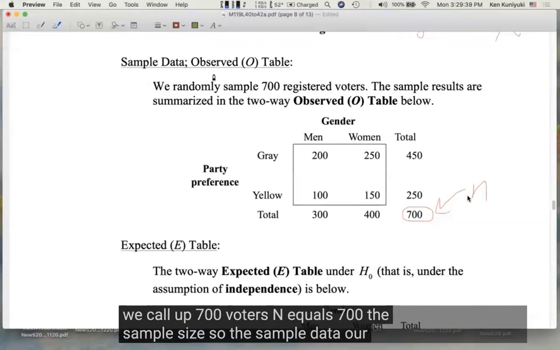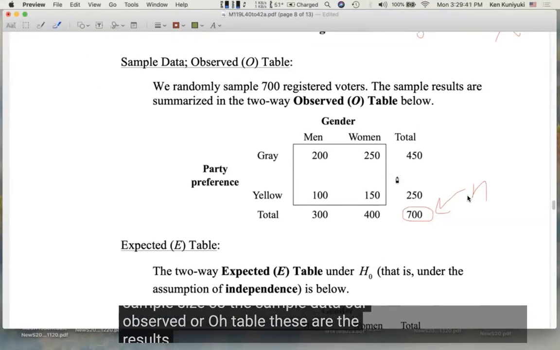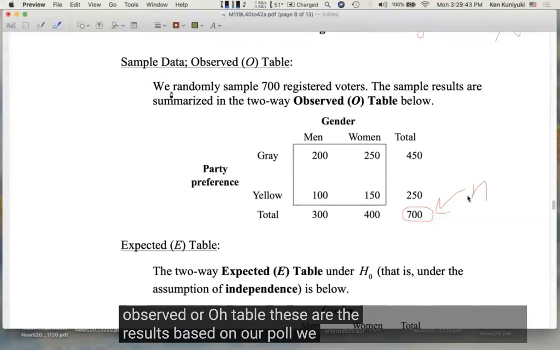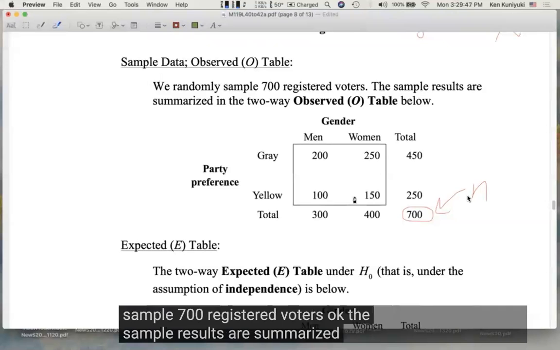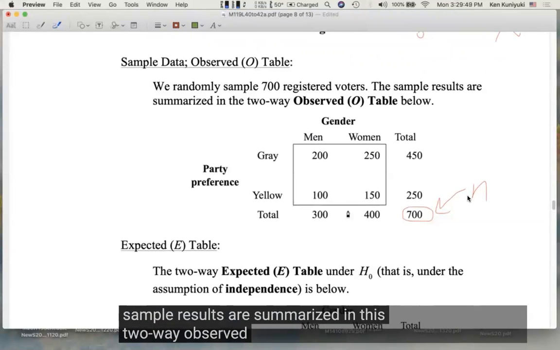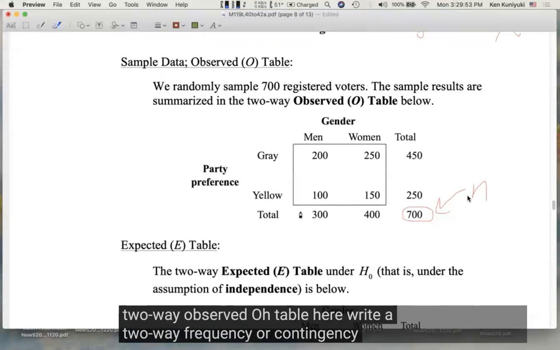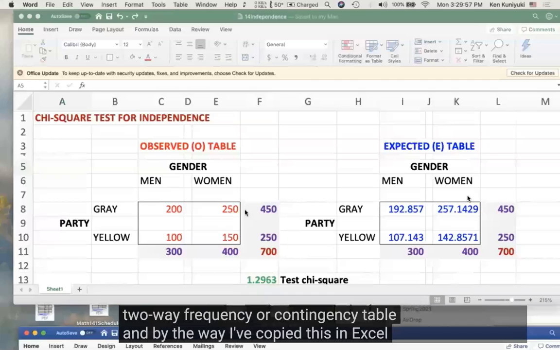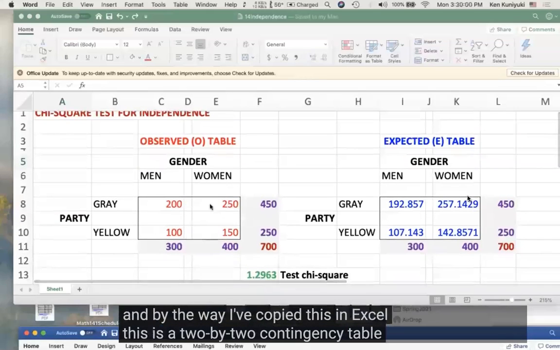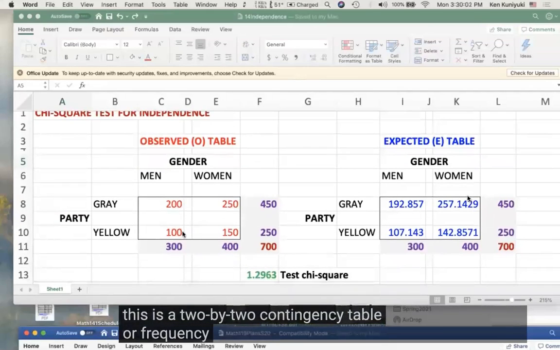So the sample data, our observed or O table, these are the results based on our poll. We randomly sample 700 registered voters. The sample results are summarized in this 2-way observed O table here, a 2-way frequency or contingency table. And by the way, I've copied this in Excel. This is a 2x2 contingency table or frequency table.